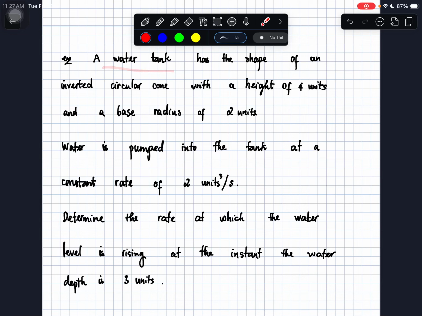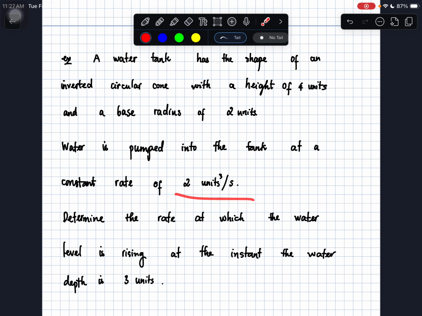A water tank has a shape of an inverted circular cone with a height of 4 units and a base radius of 2 units. So the tank looks like this. We have an inverted circular cone. This height equals 4. This radius equals 2. Water is pumped into the tank at a constant rate of 2.